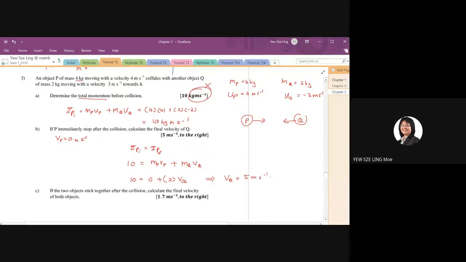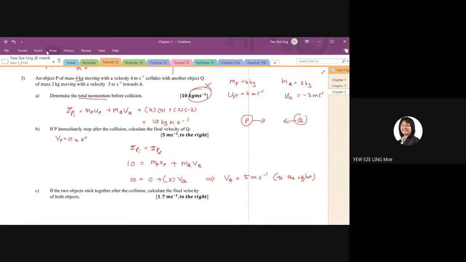5 meters per second. Remember, velocity is a vector, so you need to state its direction. So, to the right. If the question asks you to calculate speed, then you don't have to state the direction. But if the question asks you to calculate velocity, then you need to state the direction. So it is 5 meters per second to the right.